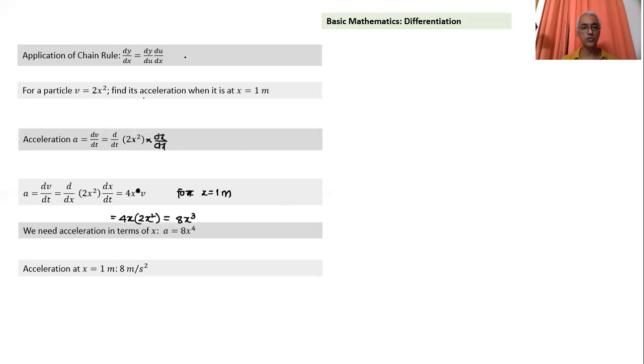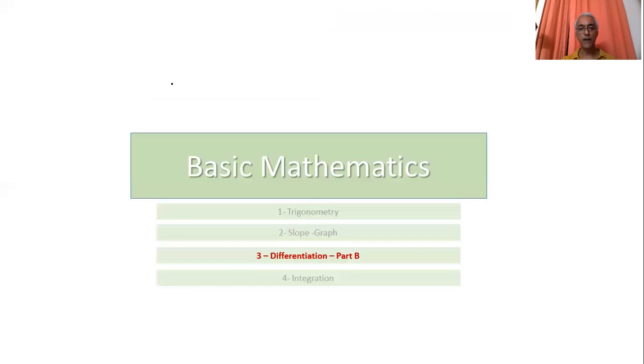So this brings us to the end of the second part of differentiation. Please go through it multiple times so that you're absolutely clear on each and every part of this particular session on derivatives.